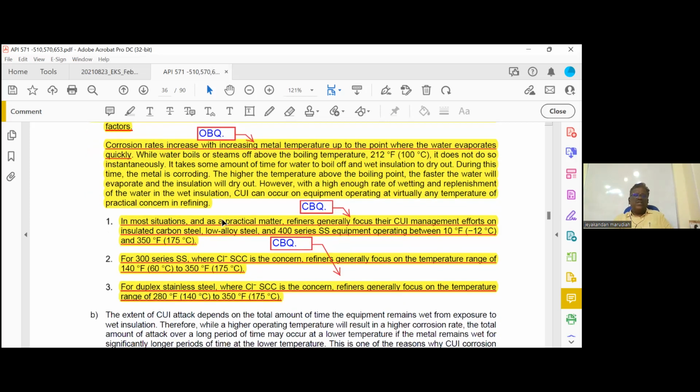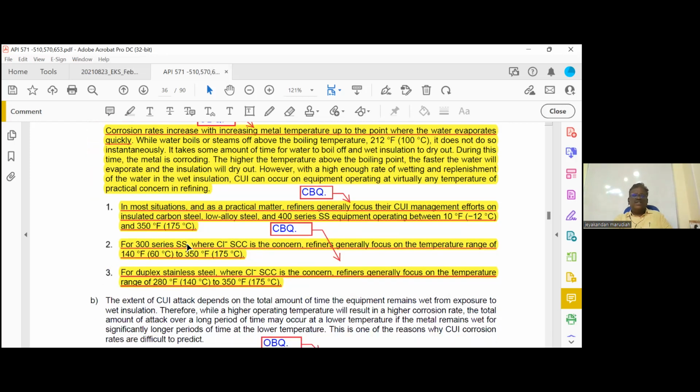Now the 1, 2, 3 are important. In most situations, it's a practical matter. Refineries generally focus CUI management effort on carbon, low alloy, and 400 series at 10 to 350. For 300 series, where chloride is a concern, focus on 140 to 350. Duplex stainless steel, that is 280 to 350. The temperature is important. Closed book question.